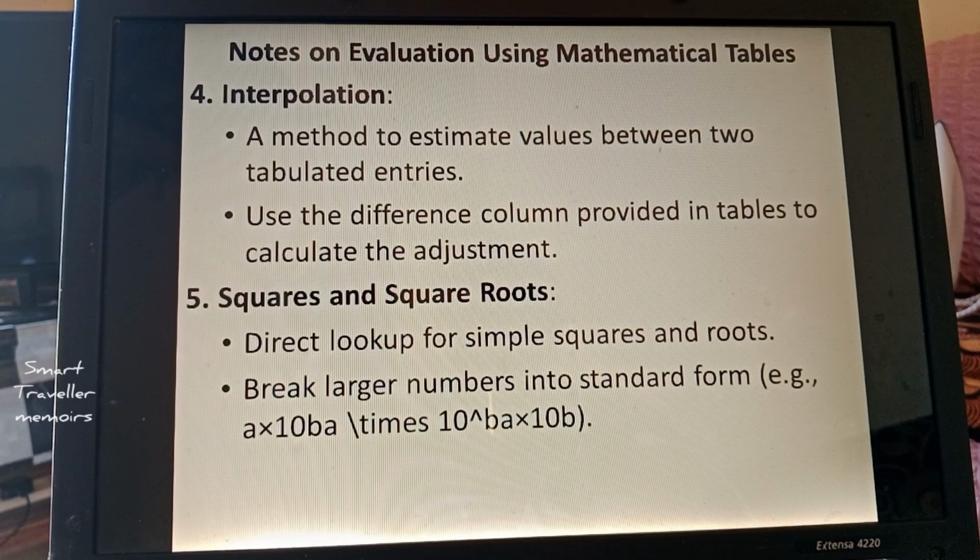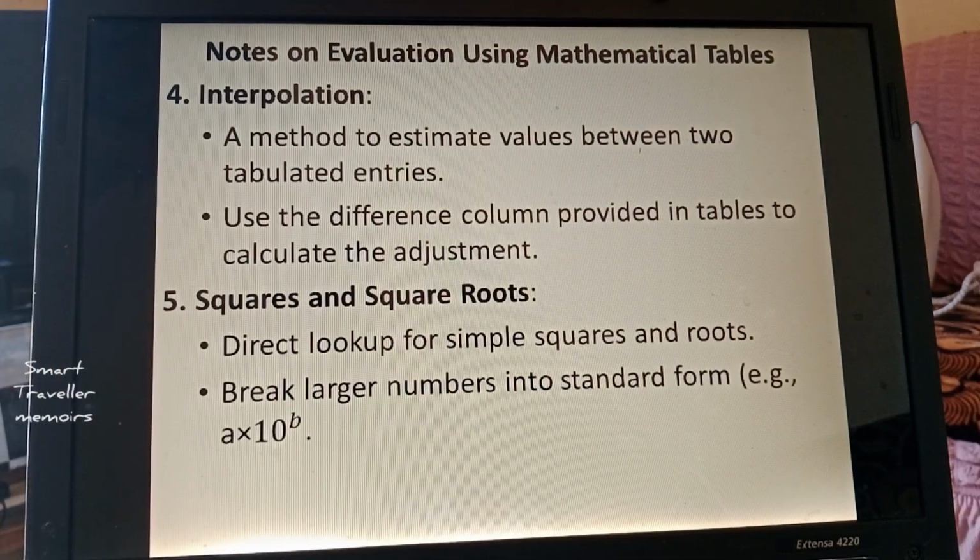Squares and square roots. Direct lookup for simple squares and roots. Break large numbers into standard form, e.g., a times 10 raised to b, where a lies between 1 and 10, and it is not 10.